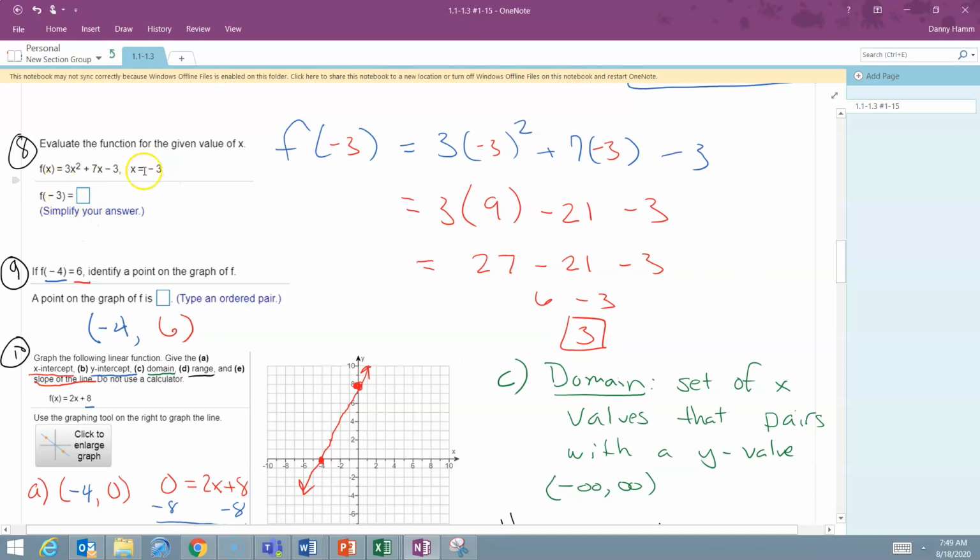Here, this is saying we're evaluating when x is negative 3. So this is how that looks. We're not multiplying f times negative 3. This is saying that f represents some function, and here it is. And we are plugging in for all x values the value of negative 3.